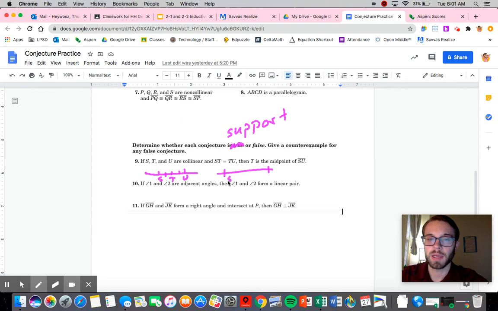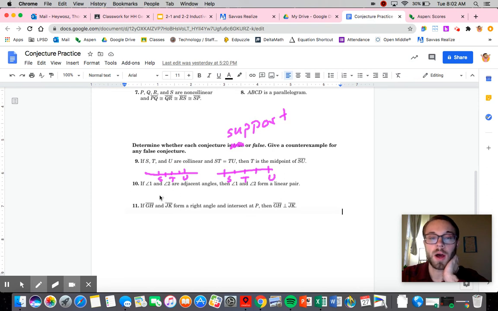Maybe now it's a little bigger, S, U, T, because they are collinear. And we're also given the information that ST and TU are the same. Okay, so you can try and see if you can come up with a counterexample. However, you're not going to directly come up with one as far as I can directly see.